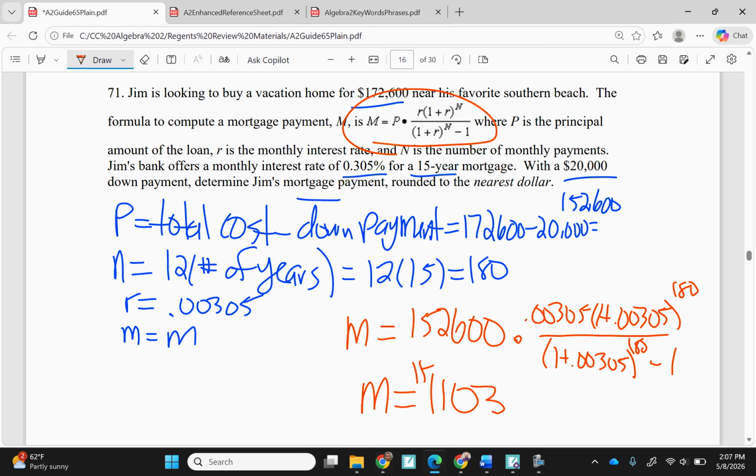Sometimes M will be on the right-hand side, in which case you would just type this whole thing into the calculator, and then you could just divide it away. In this case, I don't have to do that. That's it. Not a hard question. Let's move on.